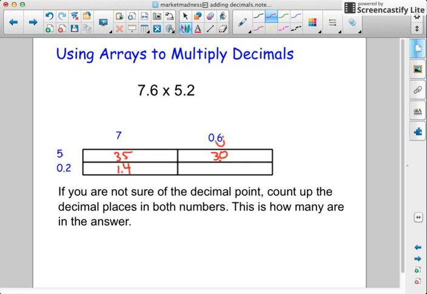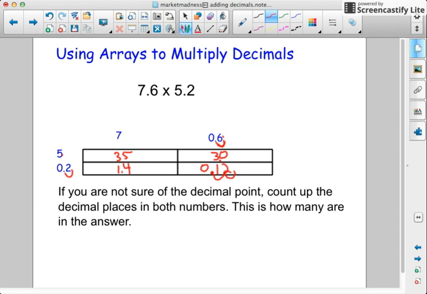And in my final box here would be 0.2 times 0.6. 2 times 6 is 12. I have 2 decimal places because there's 1 in each number. So I start here, 2 decimal places. So it would go here.